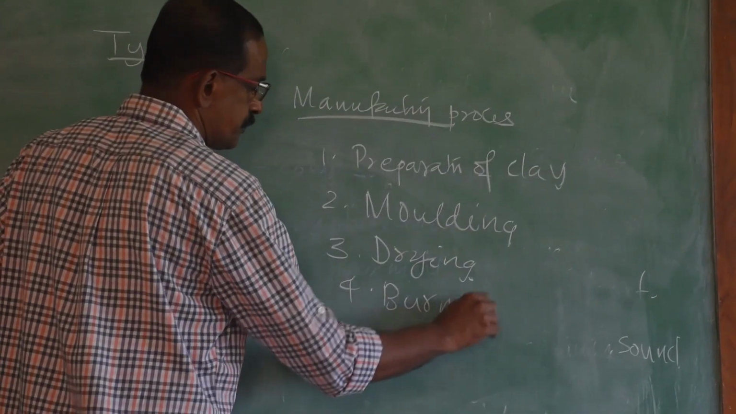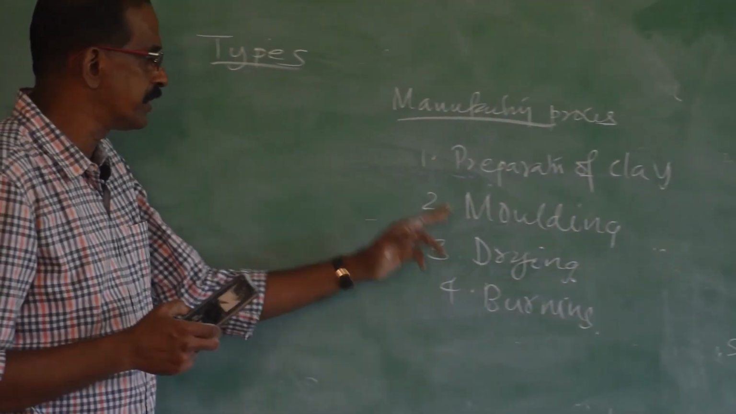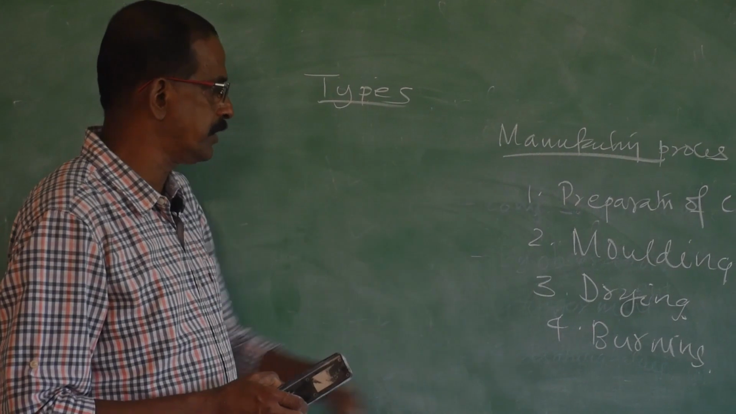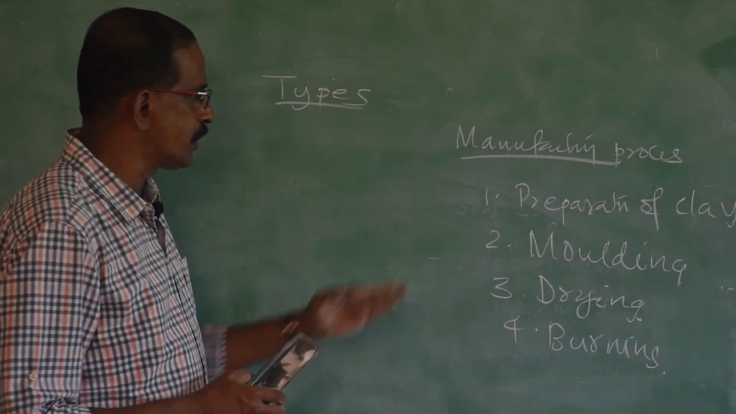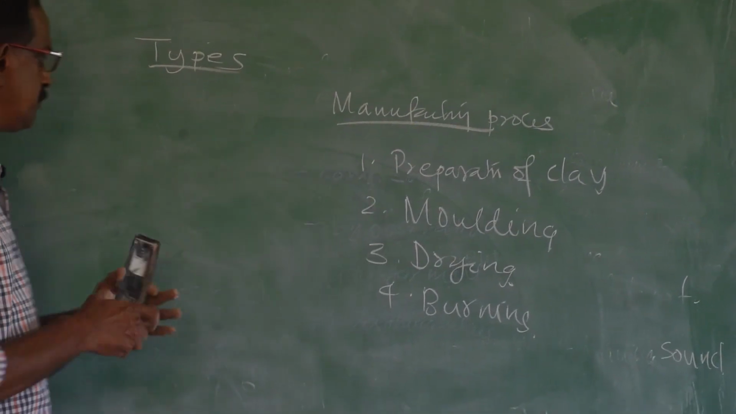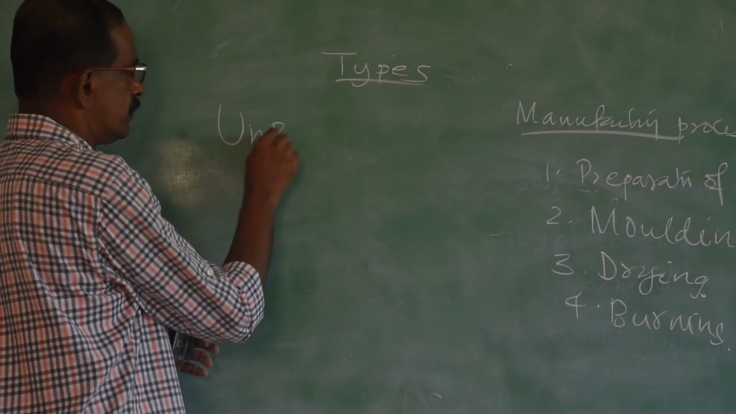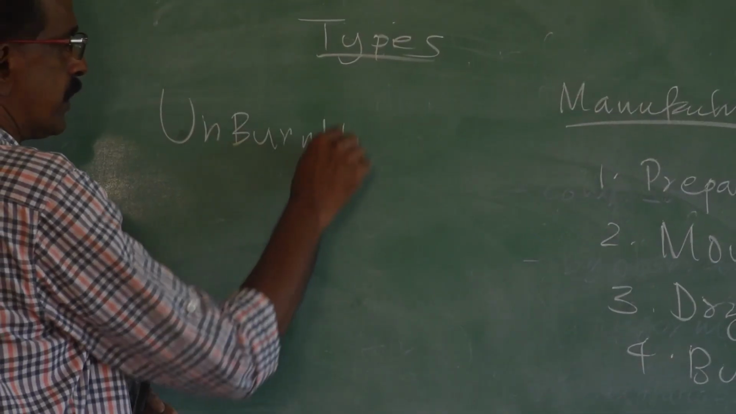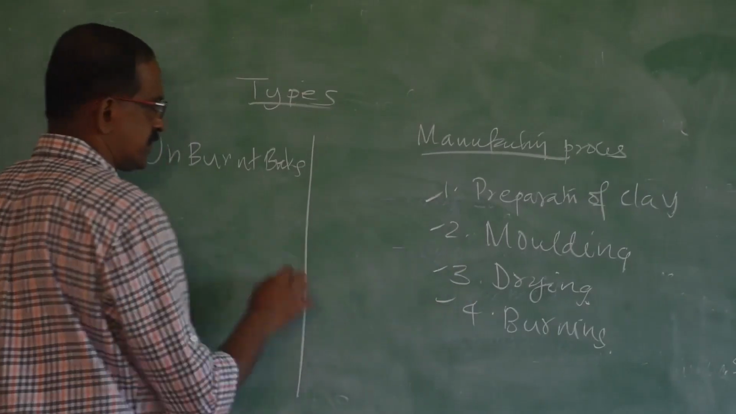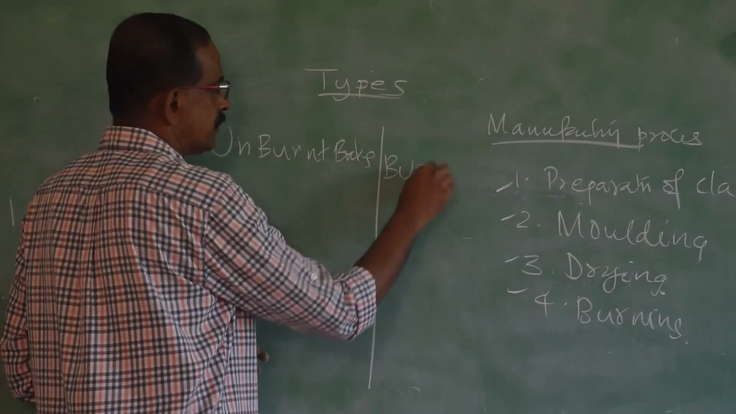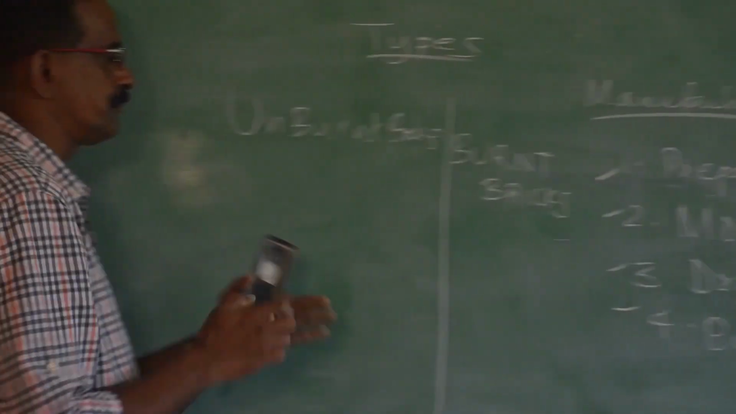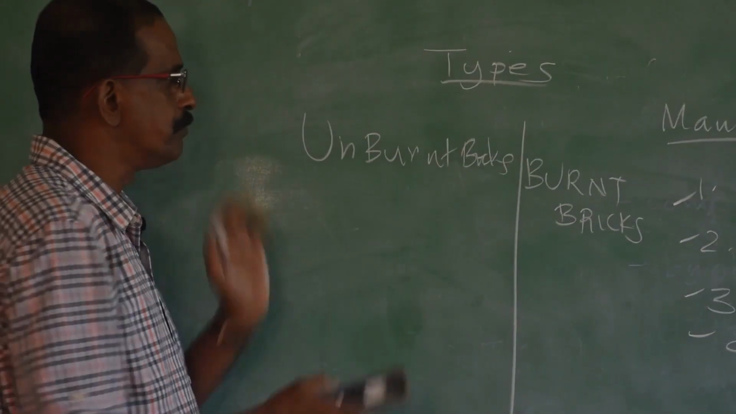As in the case of cement, here also there are different methods for molding, different methods for drying, different methods for burning. You need not go into detail, just remember these titles. Suppose one brick undergoes only the first 3 steps, preparation, molding, drying. That brick is called unburned brick. If one brick undergoes all these 4 stages, that is called burned brick. So, brick is broadly classified into unburned brick and burned brick.